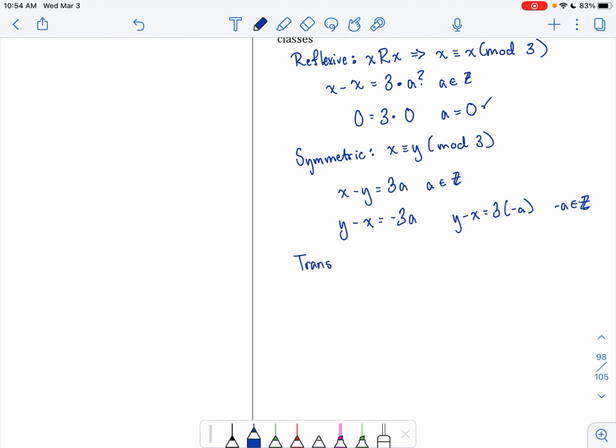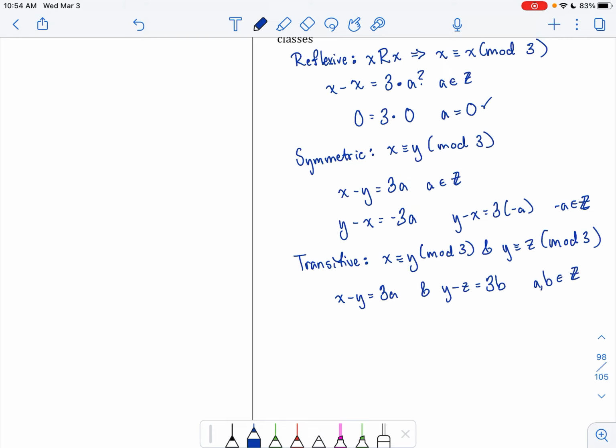And lastly, transitive. We know that x is equivalent to y in mod 3, and y is equivalent to z in mod 3. So what that means is that x minus y is equal to 3a, and y minus z is equal to 3b, where a and b are integers. Now what we want is x minus z. We want to consider that for the transitive property because we want x is equivalent to z. So I'm just going to use substitution.